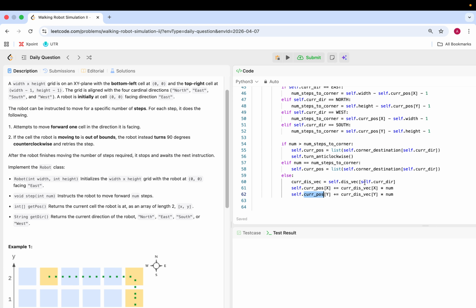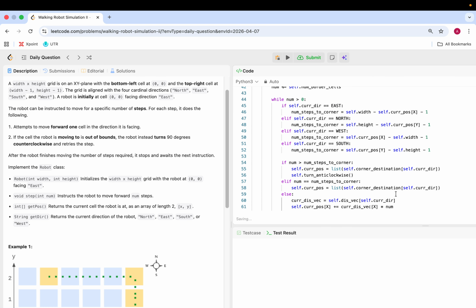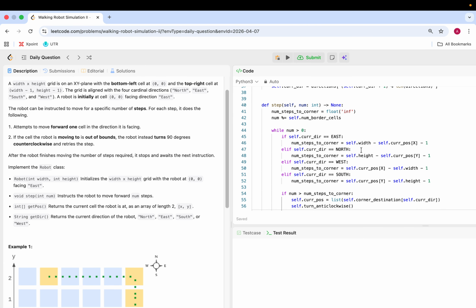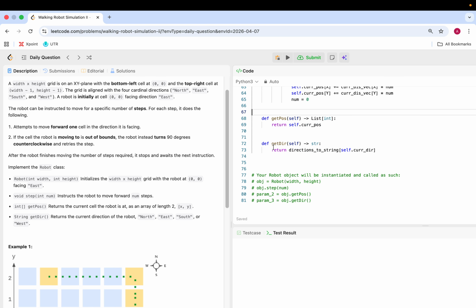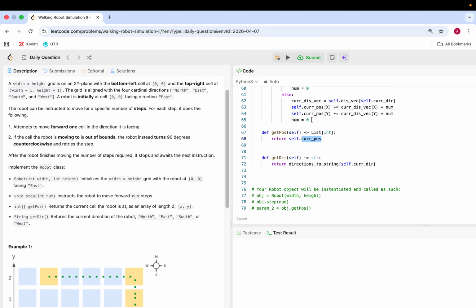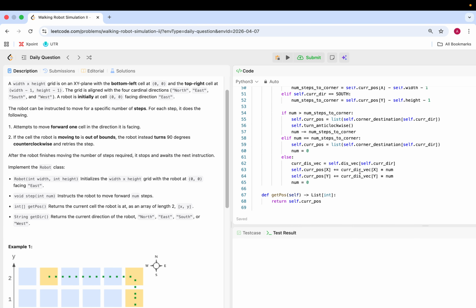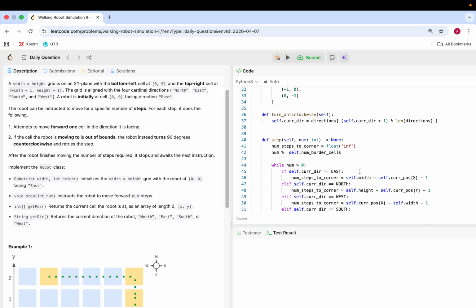I didn't actually, and then the num should be set to 0. Here, num should also be set to 0. Here, num should be subtracted by the number of steps required to get to the corner. Yeah. Wait, current position is, yeah, just a list, and this is the, okay. I think I've just about done it.